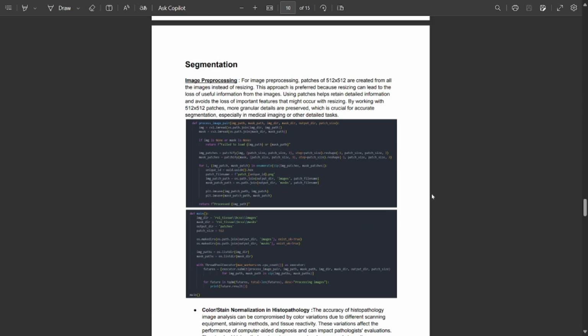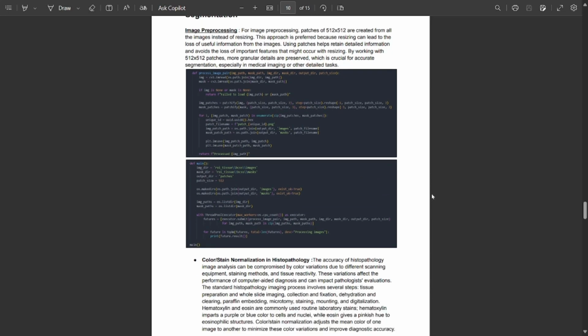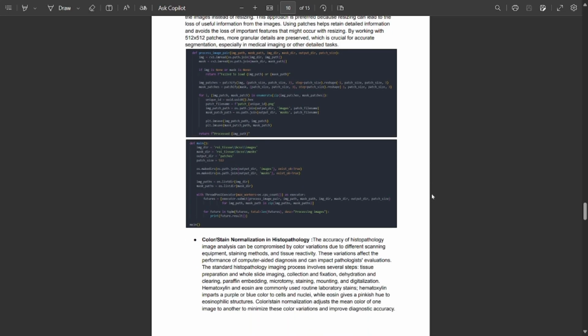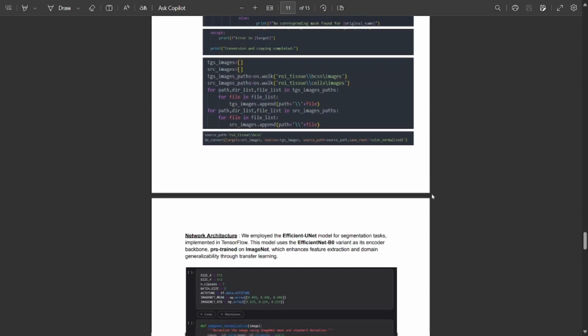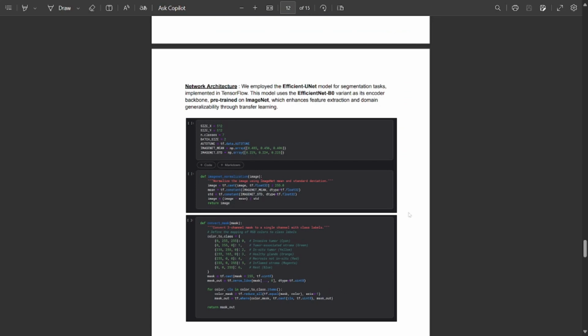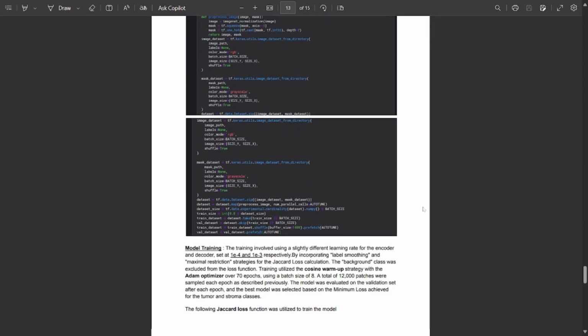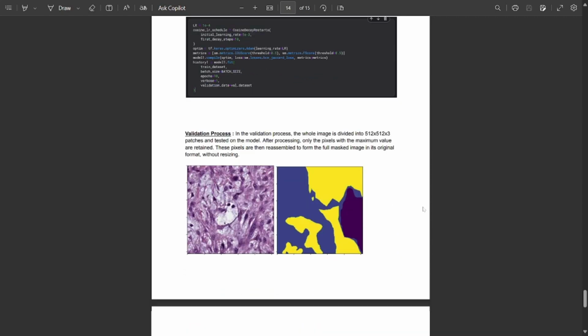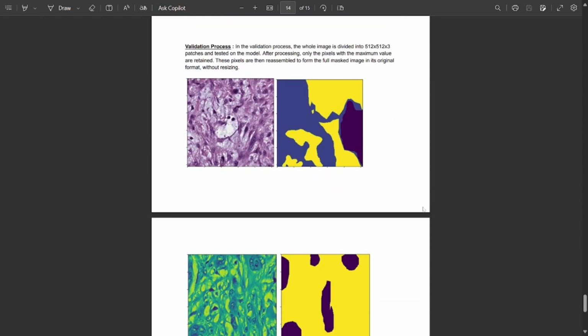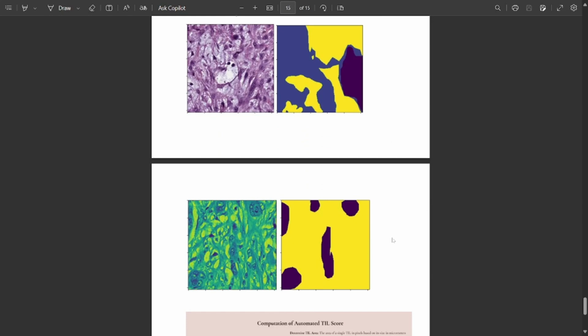This is the training and processing code for the segmentation model, where we have applied various pre-processing steps and did color and stain normalization for histopathology slides. Here we have formed a network architecture and did training for around 70 epochs. We have considered Jaccard loss, whose formula is given, and we got some good results with it. Finally, we applied inference over the images, and these are the inferences we are getting.